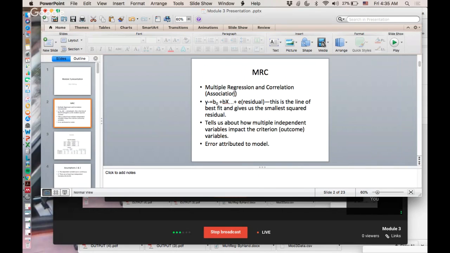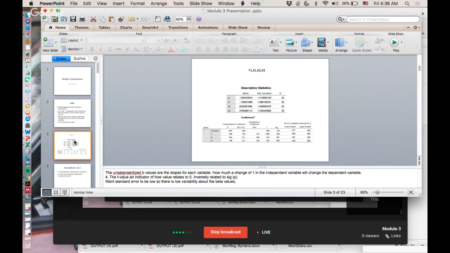We're looking at associations. This is a standard formula. It gives us a line of best fit that gives us the smallest squared residuals, meaning that the residuals are as close to the line as possible. It tells us how multiple independent variables impact the criterion, which is the outcome, and the errors are attributed to the model. So for these purposes, I use y1, x1, x2, and x3.